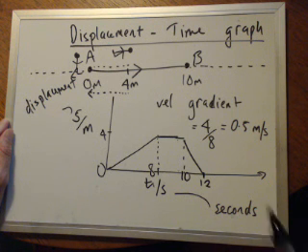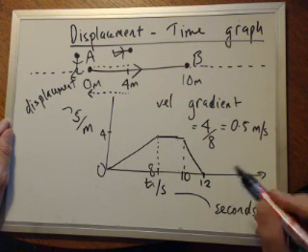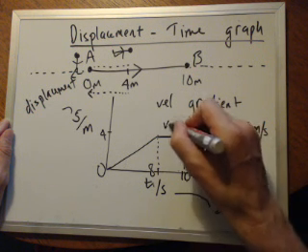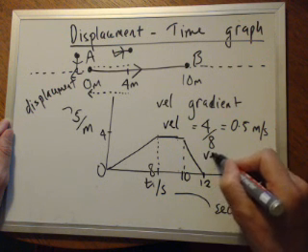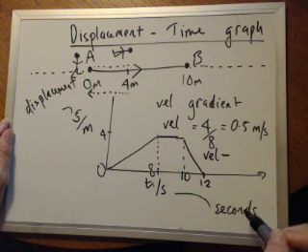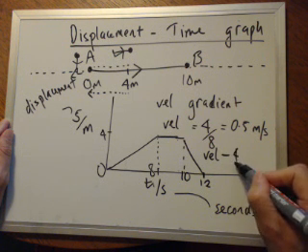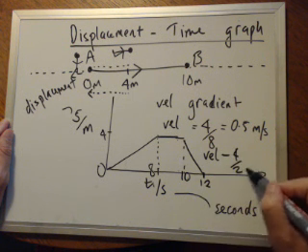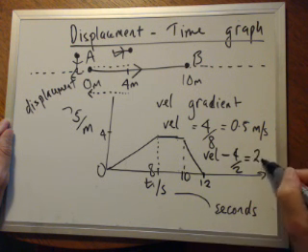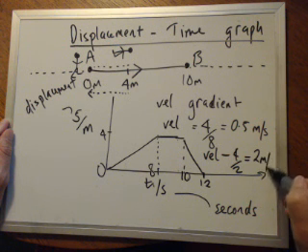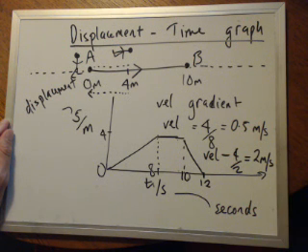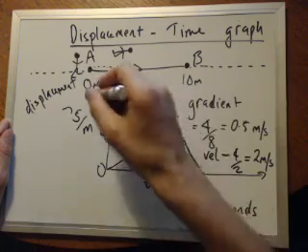On the way back, he's going to get a negative gradient. So the velocity here, which is the gradient, is going to be negative because it's sloping that way, and this time it is going to be 4 divided by 2 seconds, which equals 2 meters per second.